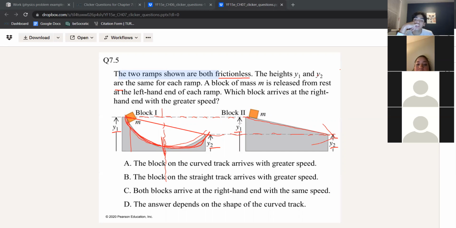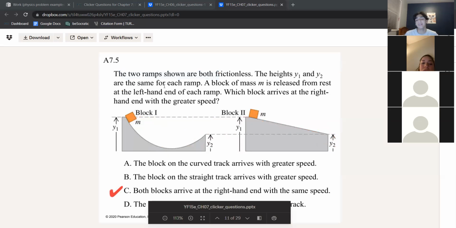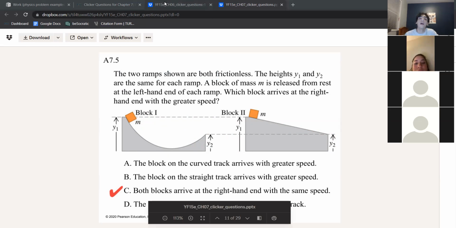So what's our final answer here? You want B? Yeah, I could see it. I just feel like it's B as well, because the curve in line B throws me off. Definitely. Oh, hold up, I have to clear out my drawings really quickly. Okay, it's C. It's actually C. Both blocks arrive at the right end with the same speed.